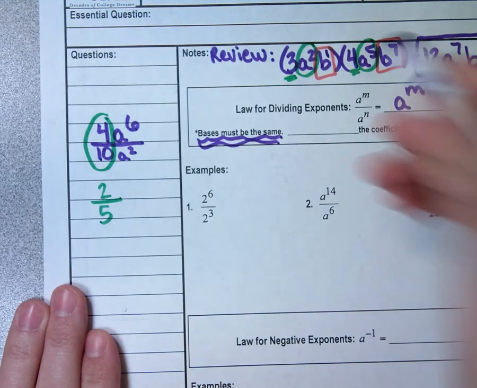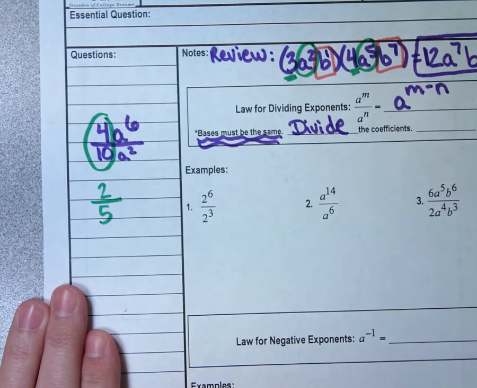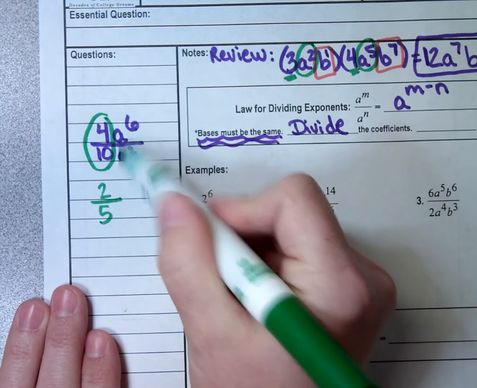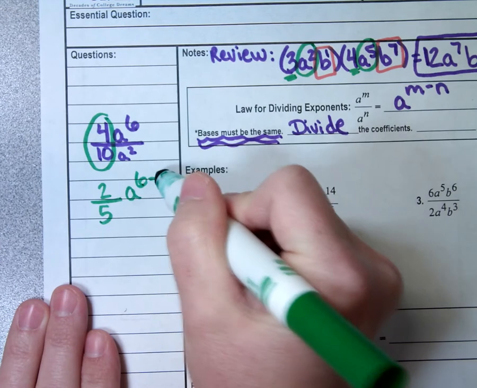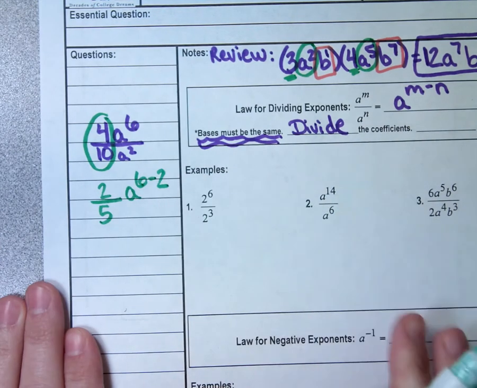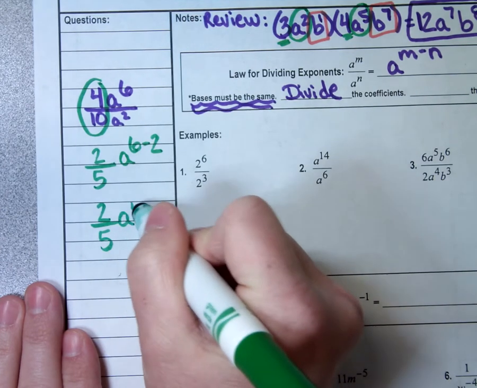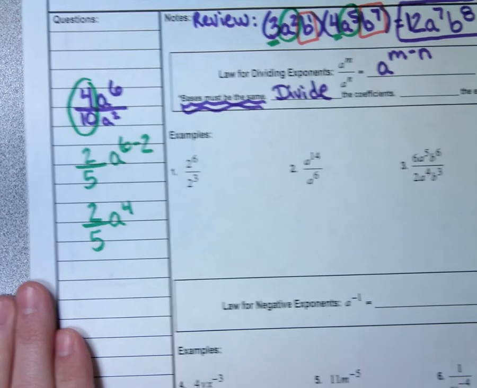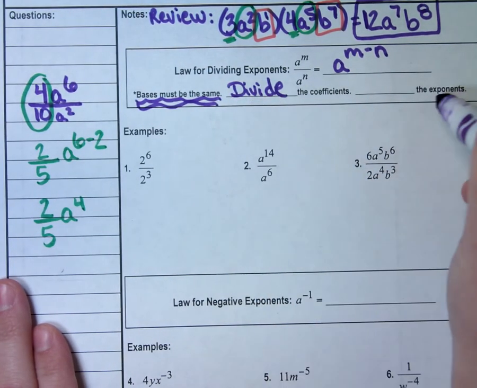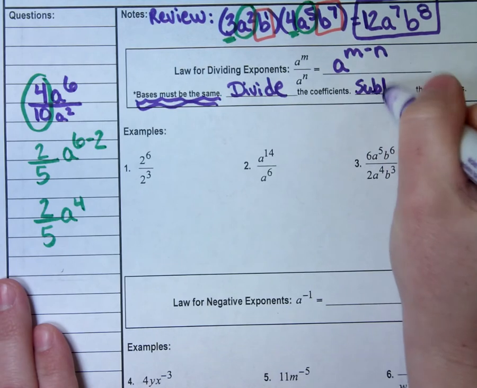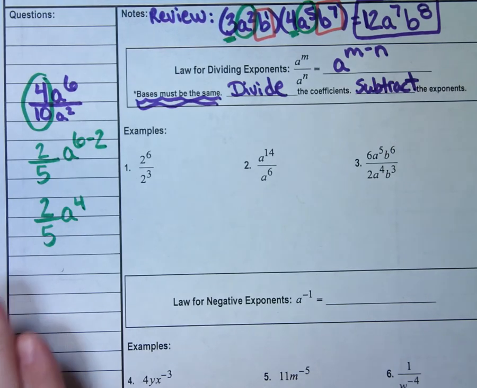So if we have coefficients, we divide the coefficients. And then as long as we have the same base, we keep the base, whatever it is, and we subtract the exponents. And 6 minus 2 makes 4. So the answer would be 2/5 a to the 4th. Okay, so if we have coefficients, we divide them, and then we subtract the exponents. All right, let's just practice.